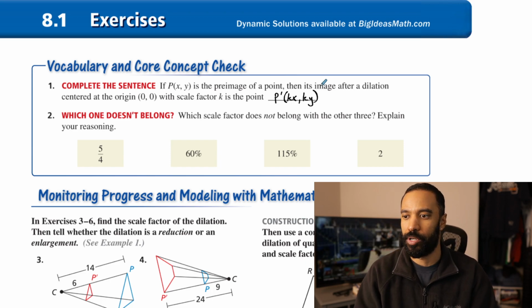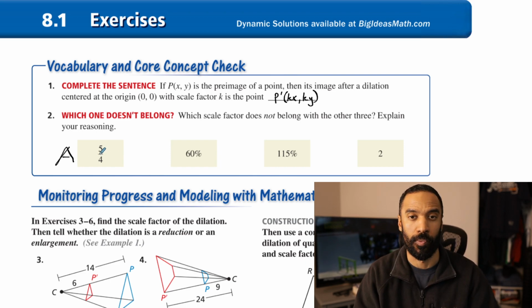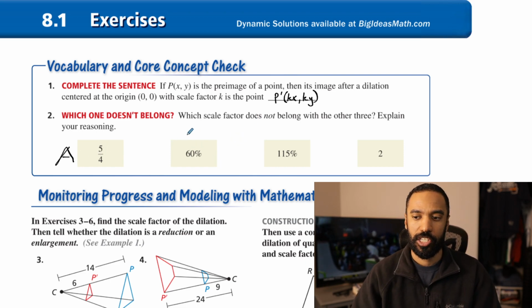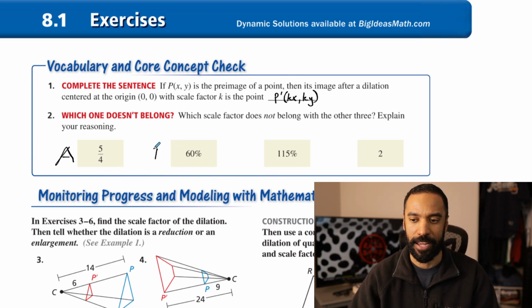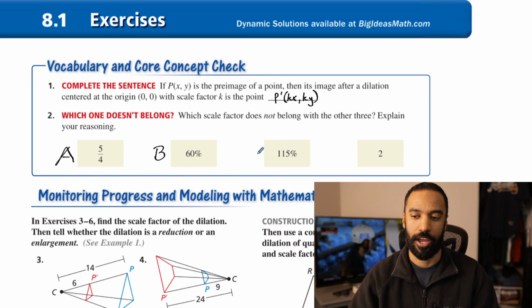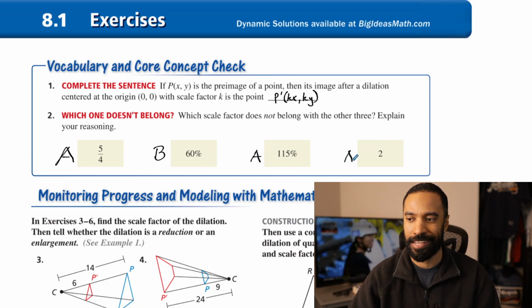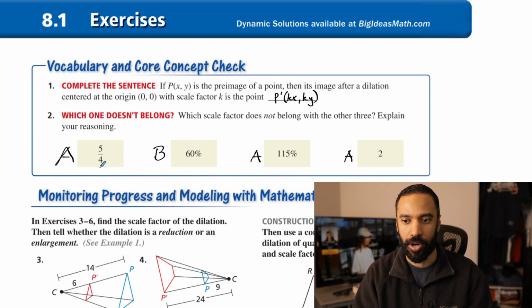Which one doesn't belong? Which scale factor does not belong with the other three? Explain your reasoning. Let's say that A is the 5/4. That's a number that's more than 1, which makes it an enlargement. 60% of something is also 0.6 or 3/5 or 6/10. I imagine that's going to be B because that's different. 115% is more than 100%, also an enlargement, which is A. 2 is twice as large, also an enlargement. I'm going to call that A. So these are all enlargements.